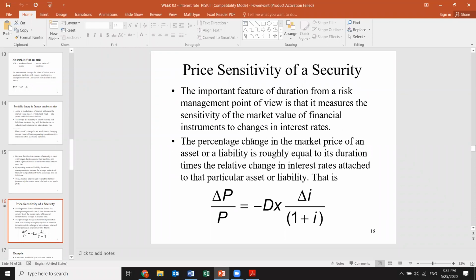So there is another thing that we can see using the duration. Okay, this is duration to find out the price sensitivity of the security. It is one of the important features of the duration from a risk management point of view. It measures the sensitivity of the market value of the financial instrument to any changes in the interest rate. So the percentage change in the market price of an asset or liability is roughly equal to its duration times the relative change in interest rate that is attached to the particular asset or liability.